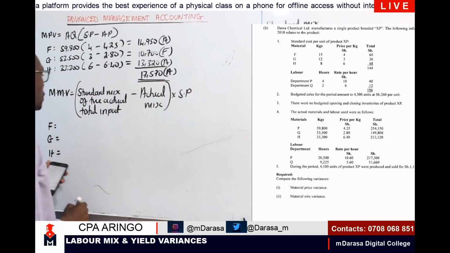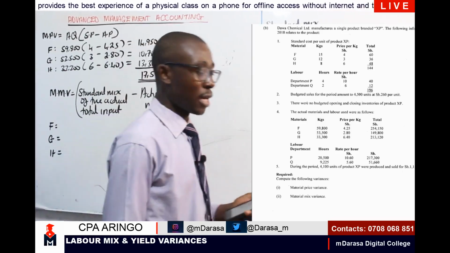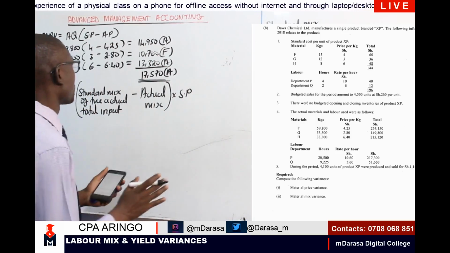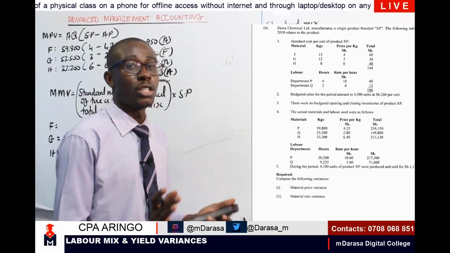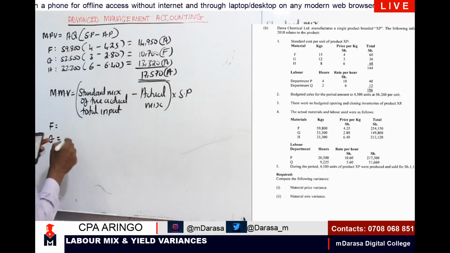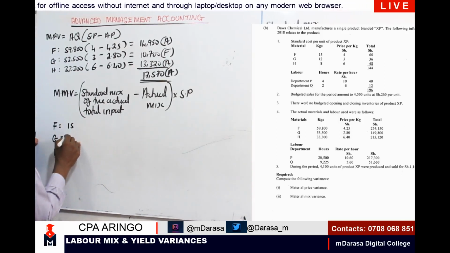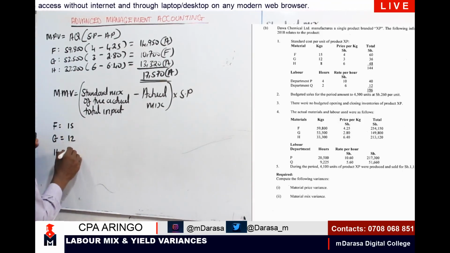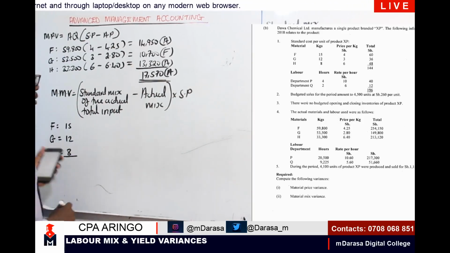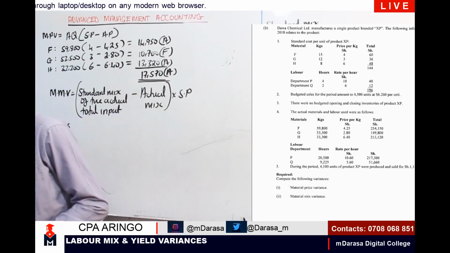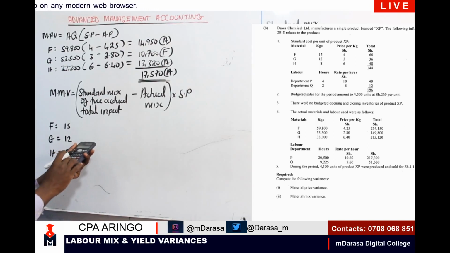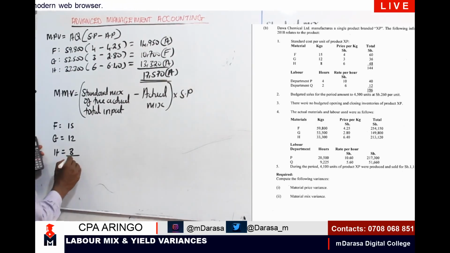So having F, G, and H, we look at the first bit here. We need the standard mix. So therefore, I'm going to ask myself, what had we budgeted to use to produce 1 unit? Like for F, we had 15 kgs. For G, we had 12 kgs. And for H, we had 8 kgs. That should give us a total of how much? That should give us a total of 15 plus 12 plus 8 to give us a total of 35.